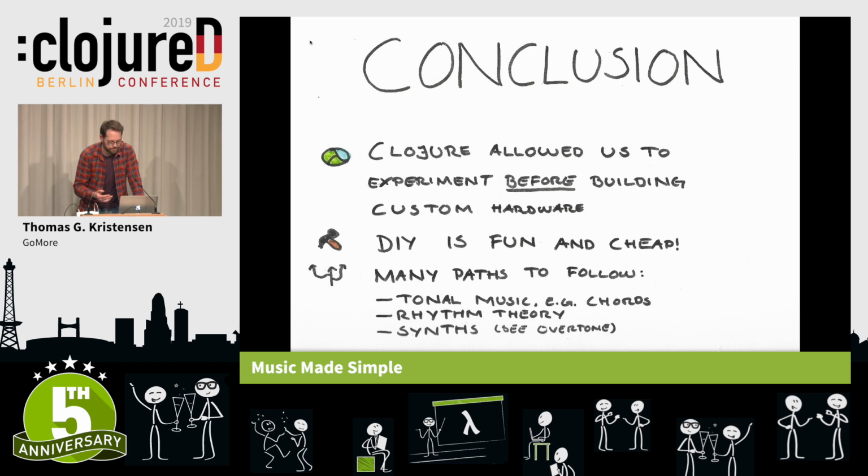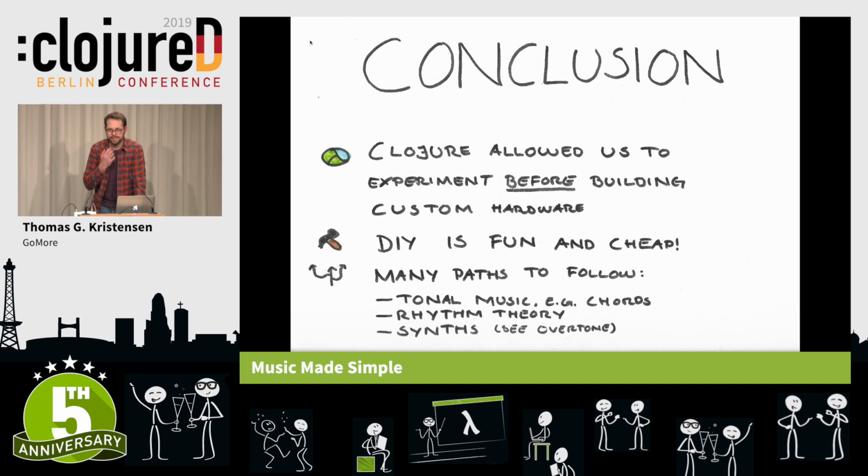And there's many paths to follow from this. You can go back and look more into tone music, so actually playing real chords or making arpeggiators over the chords, programming arpeggiators. You can go back into rhythm theory; Euclidean rhythms is just one way of doing this stuff. Or you can look into synths. For example, you can look into Overtone. It's a great tool for building your own synth from scratch, but you need to read up on your theory before you get to there.